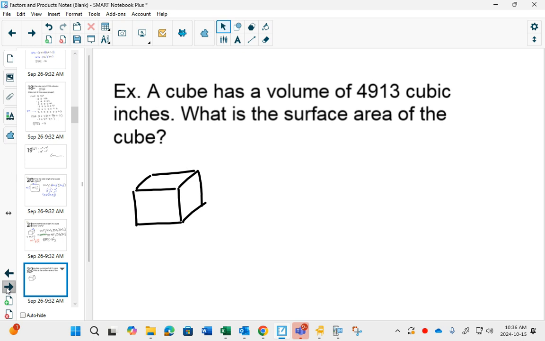And we know that the volume is 4,913 cubic inches. That's how many cubes of about this size it would take to fill the whole thing up. You need to figure out the surface area. How much would it take to paint the whole shape? Do some problem solving, talk with a neighbor, come up with a strategy.